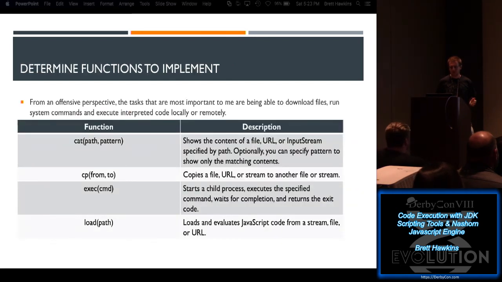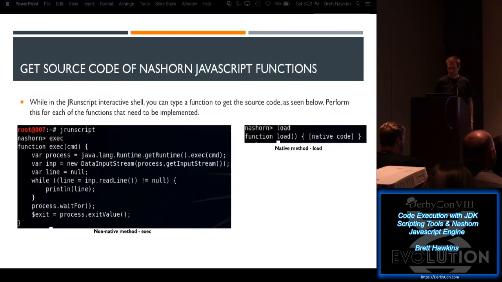As far as determining the functions to implement, for mine, again, I wanted the file download functionality. I wanted to be able to execute interpreted code locally or remotely, and I wanted to be able to execute system commands. So the functions that I chose to implement were cat, copy, exec, and load. There are others that you can implement, but those are the ones that are important to me. As far as getting the source code for those functions, on your dev box, you can drop into the JRunScript shell, and then you can type a function, and it will return the code for you.